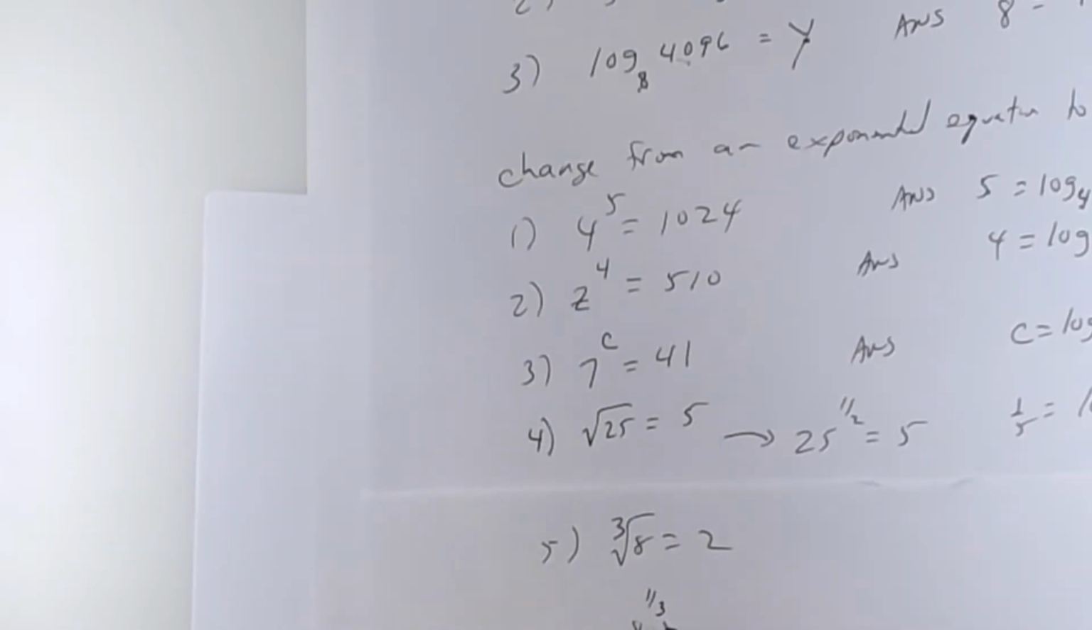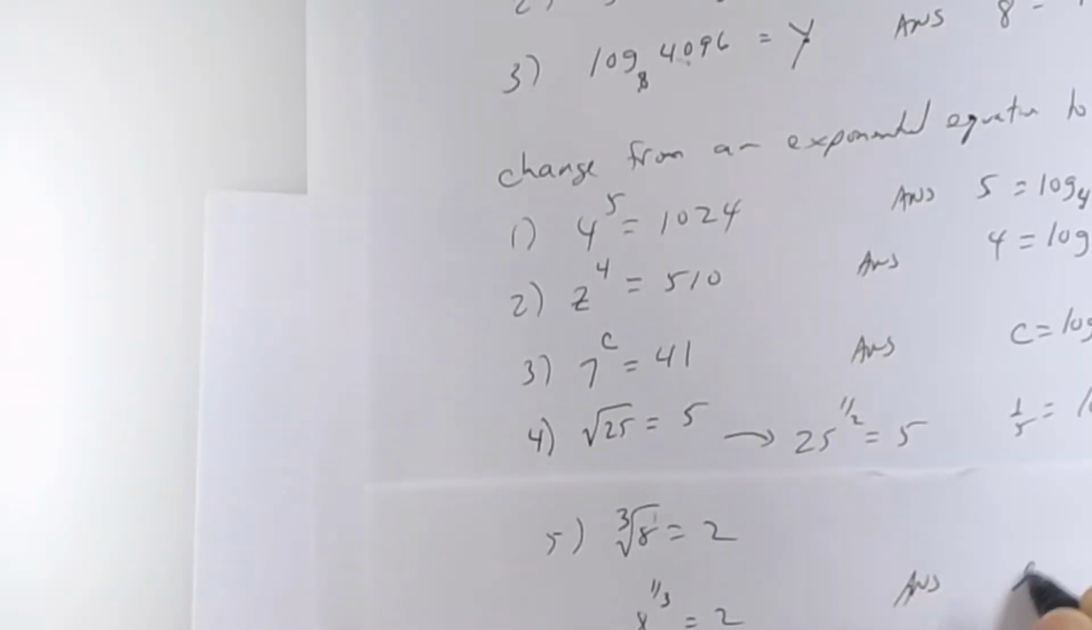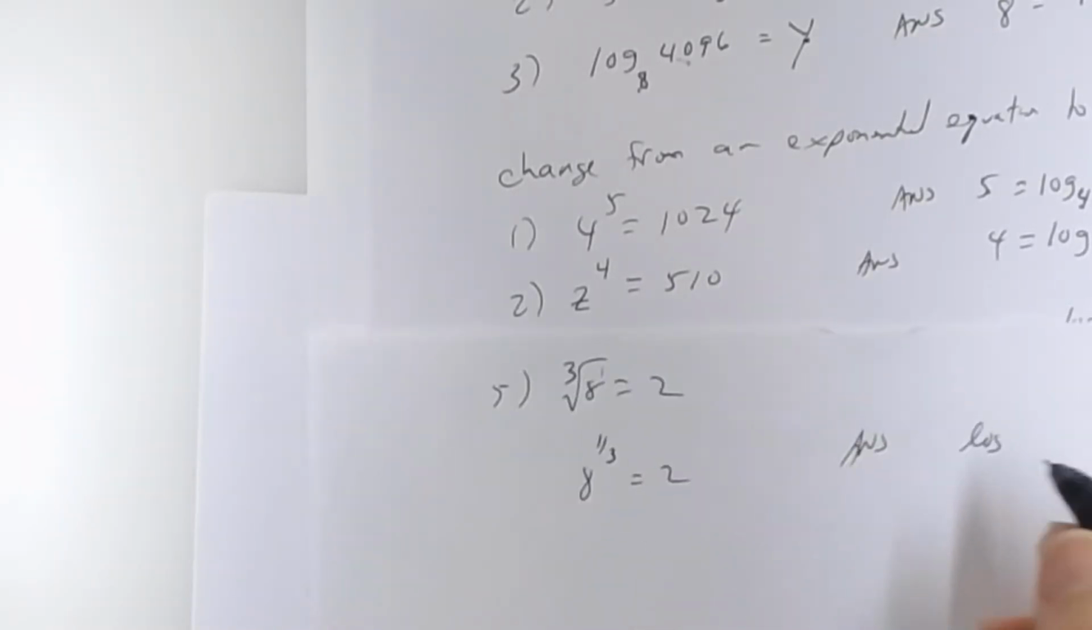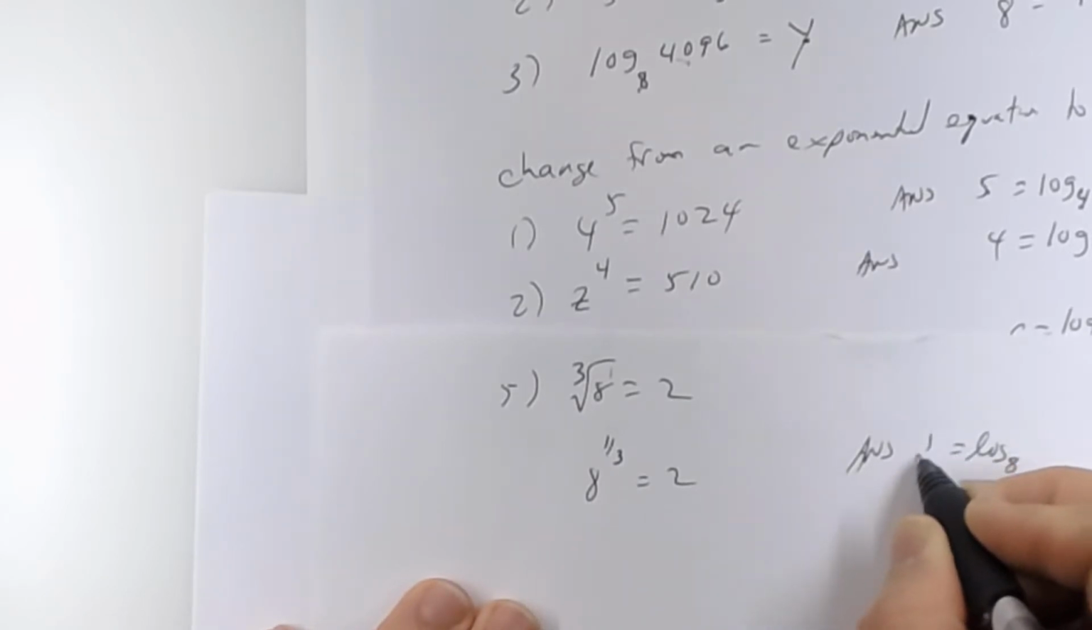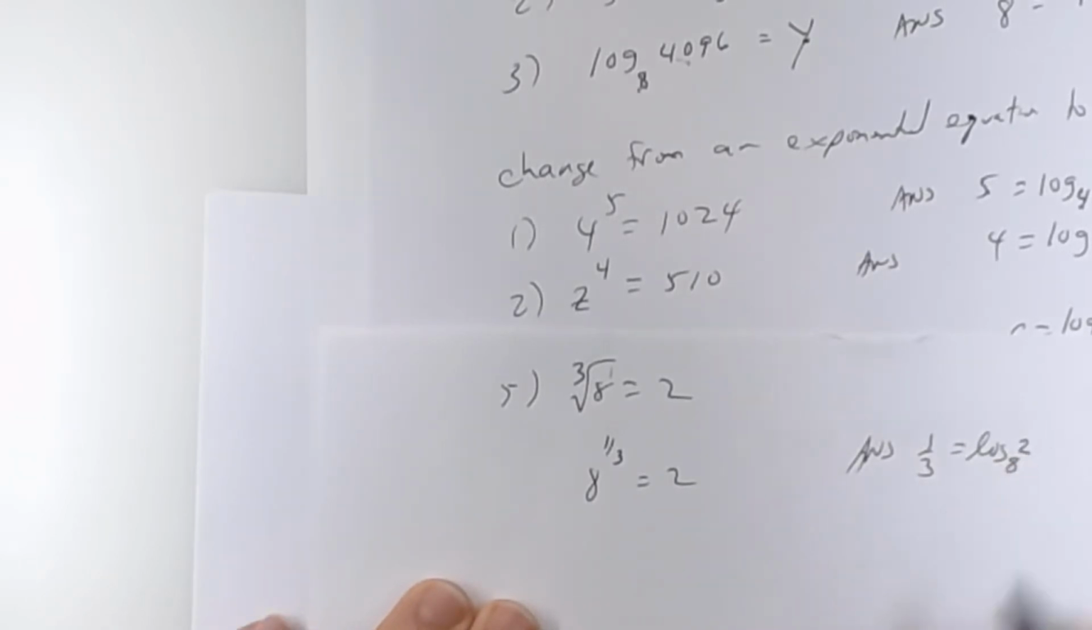Kind of makes sense because the denominator is your index, hence cube root. And that 1 is your exponent. There's nothing there, so this should be a 1, right? So 8 to the 1/3 equals 2. So now the answer is going to be log. What base? 8. 8 to the what? 1/3. And what's my argument? 2.